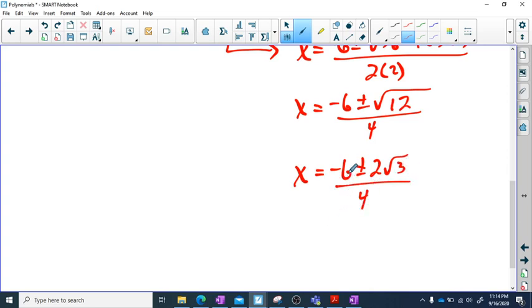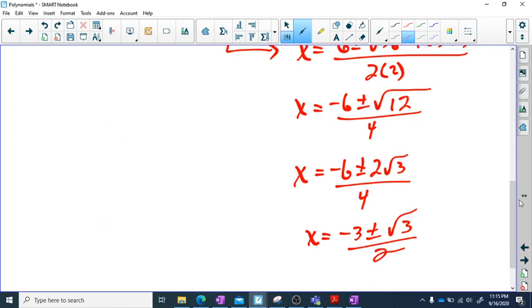Got a 4 down here. Now 6, 2, and 4 are all divisible by 2. Negative 3 plus or minus radical 3 over 2. So there's two answers. Negative 3 plus the square root of 3 divided by 2. Negative 3 take away the square root of 3 divided by 2.